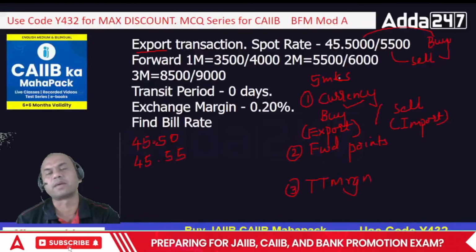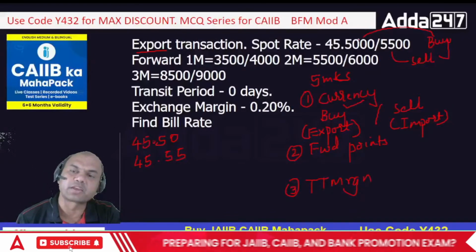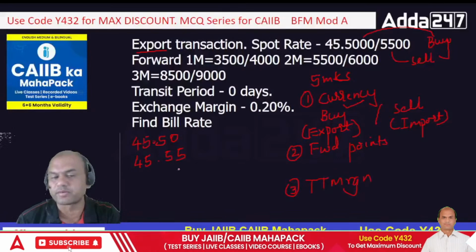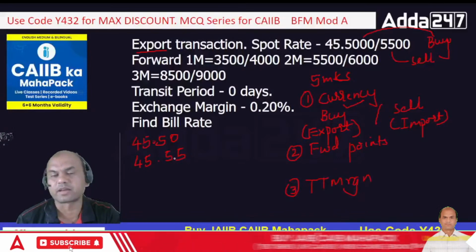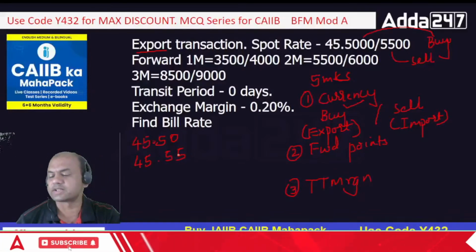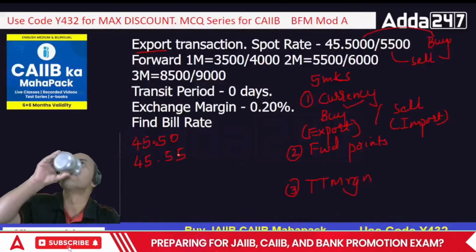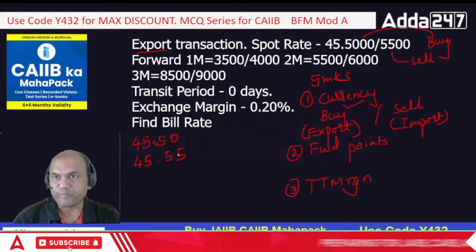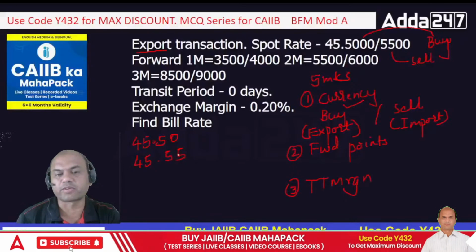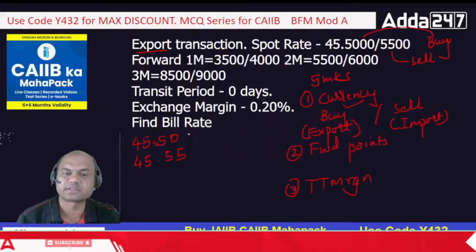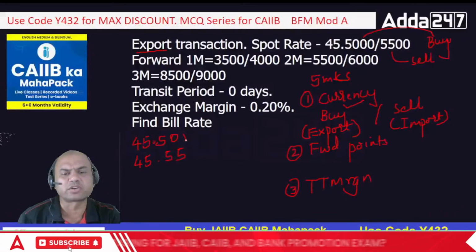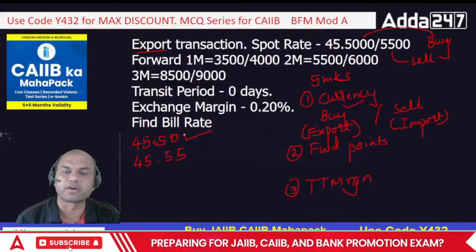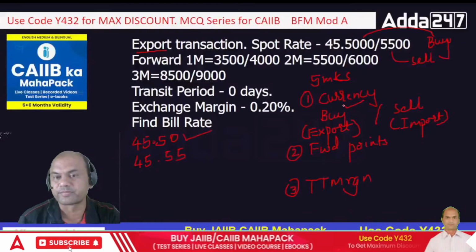First we must focus on, type in the comment section. Which one will I take? 45.50 or 55? Which will I take? Everyone? Type fast in the comment section. 50 or 55? Yes, it is 50, obviously 50, isn't it? Because I am doing a buy transaction.